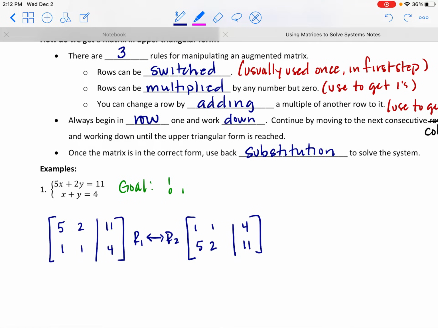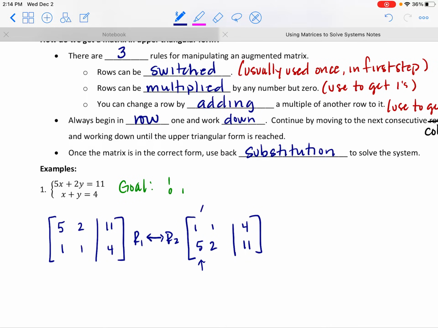Now I need to get the 0 that is below the 1. So how can I make the 5 a 0? Well, I can't switch the rows to make that happen. I can't multiply it by anything because what I'm allowed to multiply by is anything but 0. So I can't multiply to make it 0, which means I have to use the third rule. I have to add a multiple of another row to it. So what would you have to add to 5 to make it 0? You would have to add negative 5.